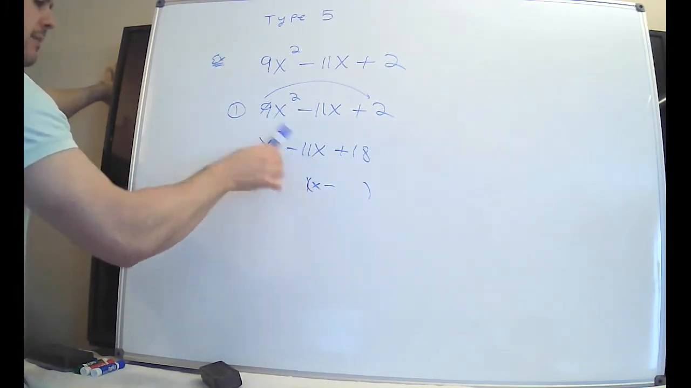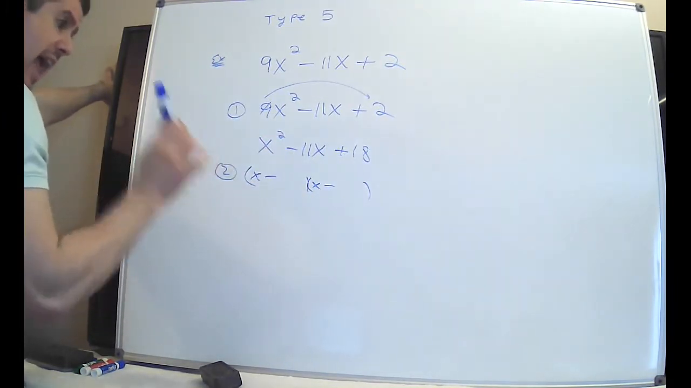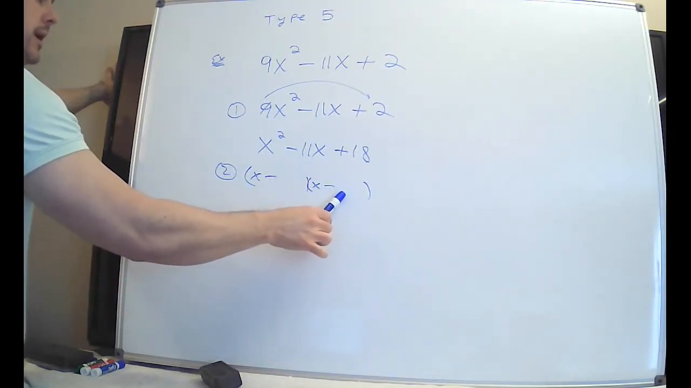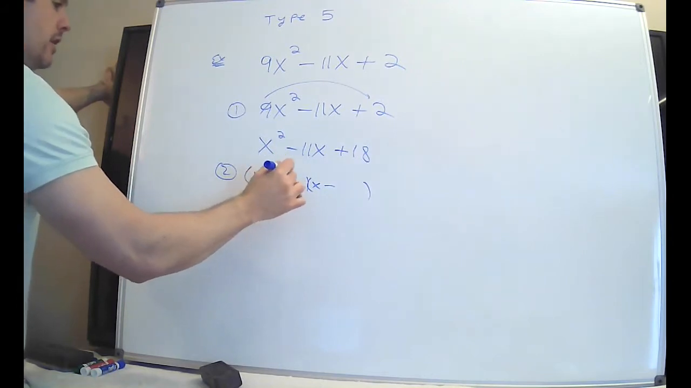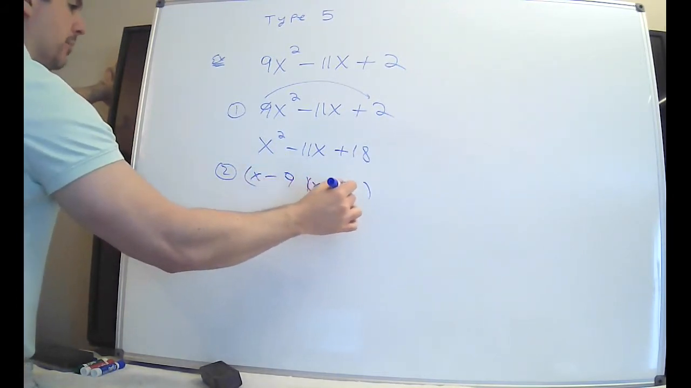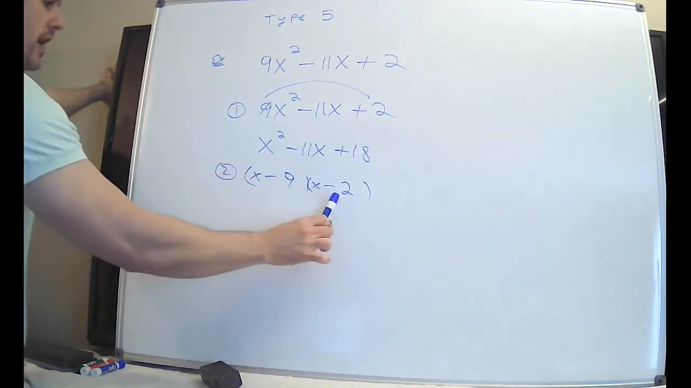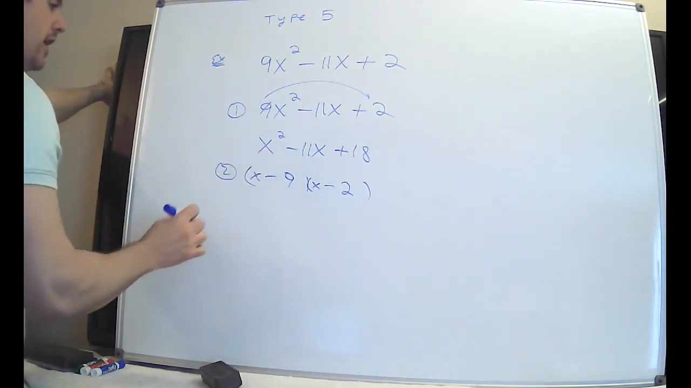1 and 18 is not going to make 11. When you add them, you're going to add the numbers. You have 6 and 3, but that doesn't add up to be 11. So the only pair that multiplies to 18 that adds to 11 is 9 and 2. Negative 9, negative 2, they add up to make negative 11.